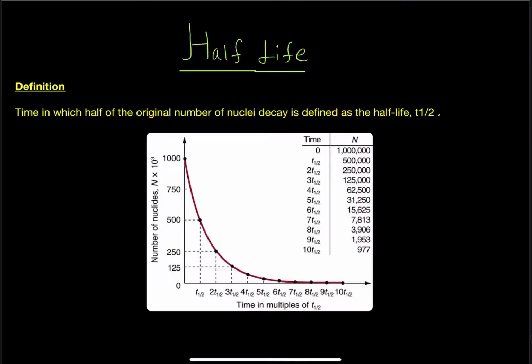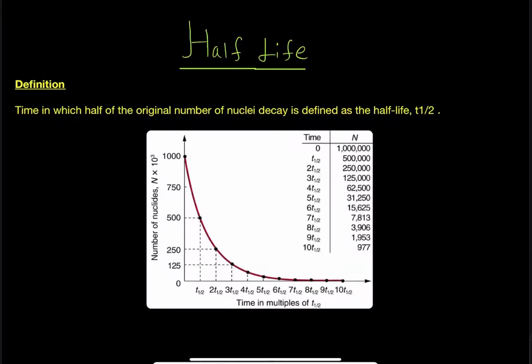The half-life is the time in which half of the original amount, keep this in mind, half of the original number of nuclei decay. So that means if you have 100, and you go to half of it, which is 50, the time that it takes is called the half-life for that particular substance or that nuclei. Another analogy, let's say you've got a candle.